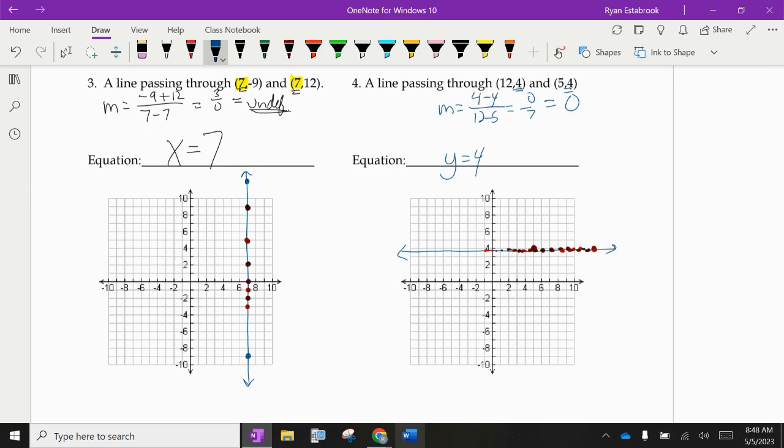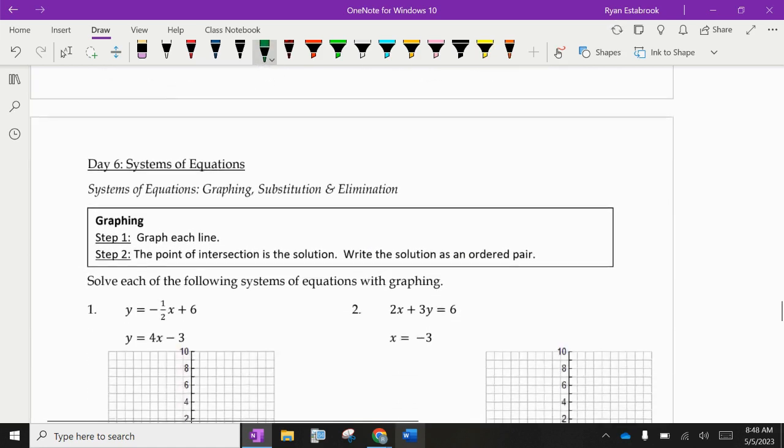Anytime the slope is 0, it is a horizontal line, and the equation of the line then is y equals whatever y value they have the same. Those are the two special cases. There's day 5.